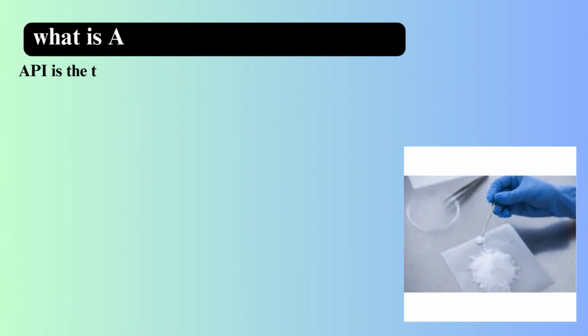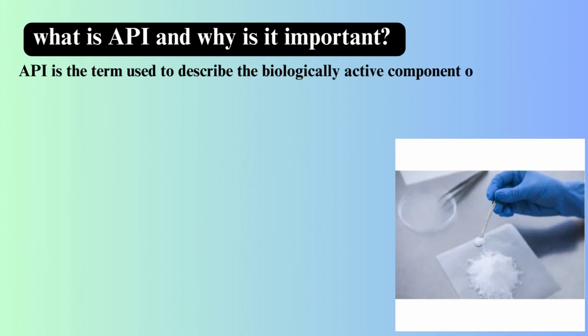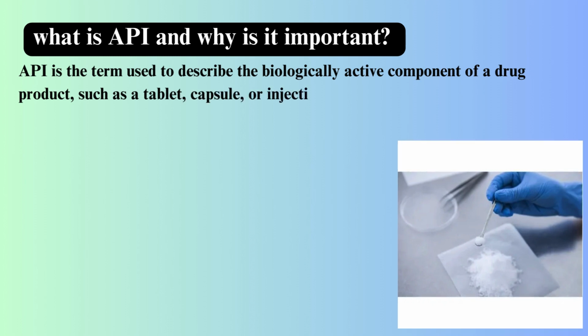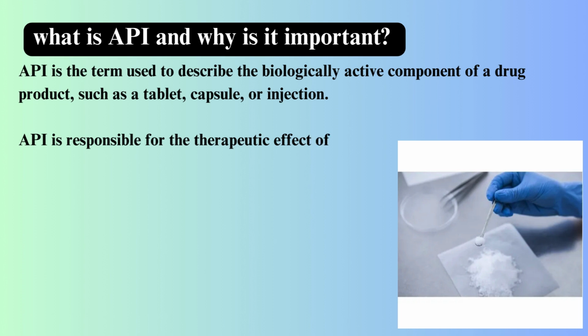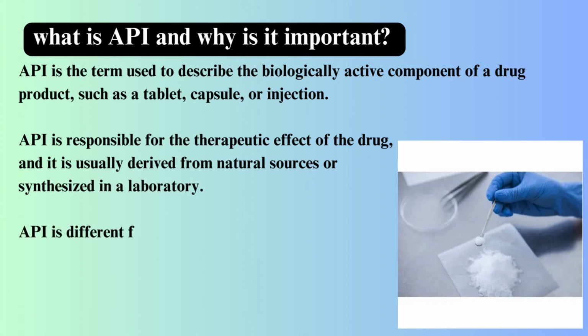What is API and why is it important? API is the term used to describe the biologically active component of a drug product, such as a tablet, capsule, or injection. API is responsible for the therapeutic effect of the drug, and it is usually derived from natural sources or synthesized in a laboratory.